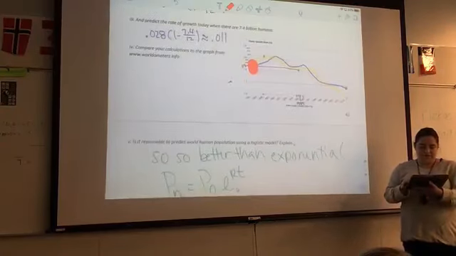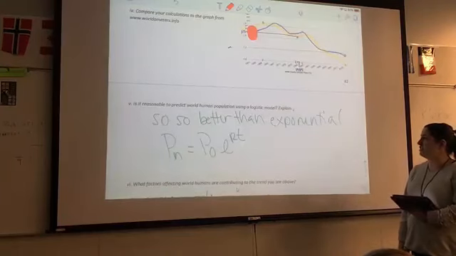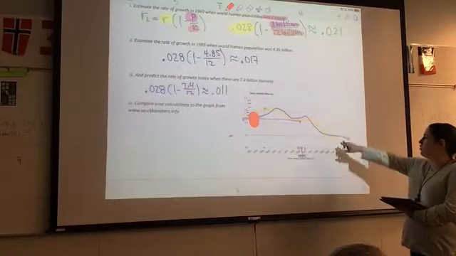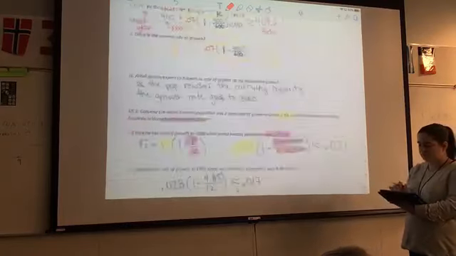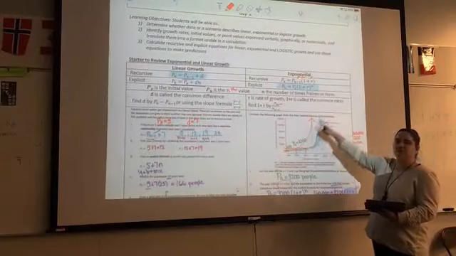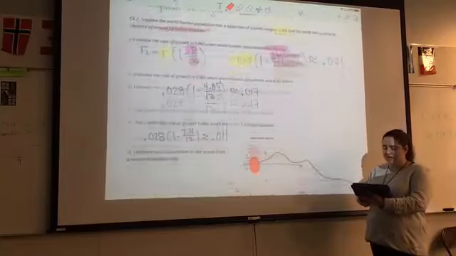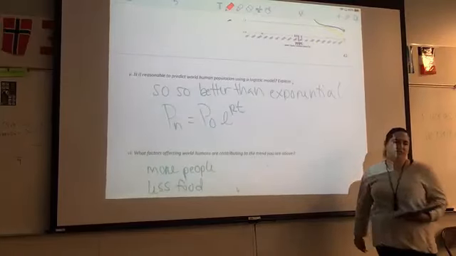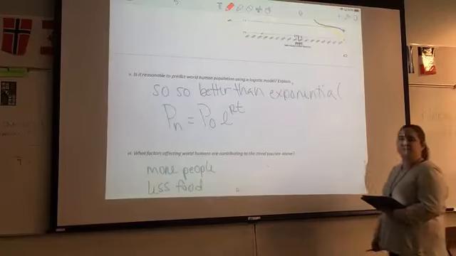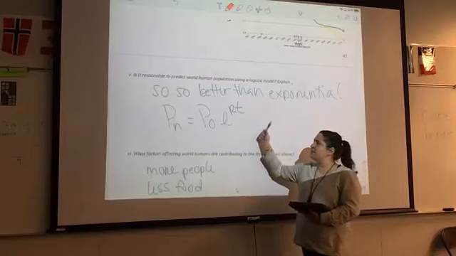All right. Is it reasonable to predict world human population using a logistic model? So, right? It was still way better than what we did here using exponential. We were way off. It is better, but it is not perfect. Better than the exponential. Anybody ever seen the PERT equation? You seen one of your other classes? This one is even better.